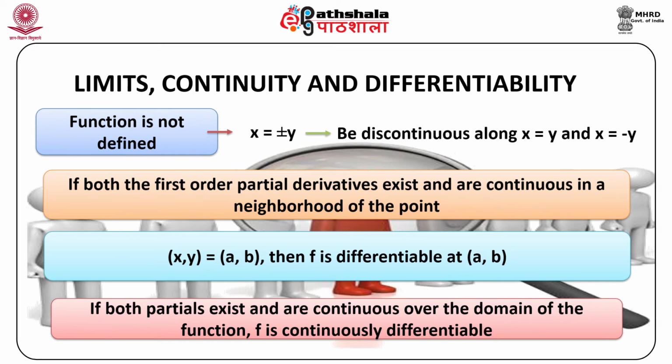Continuity is a necessary but not a sufficient condition for differentiability, just as in the case of one variable functions. If both the first order partial derivatives exist and are continuous in a neighborhood of the point (a,b), then f is differentiable at (a,b). If both partials exist and are continuous over the domain of the function, we say that f is continuously differentiable and write C1 for the function. If all partial derivatives up to order k exist and are continuous, we write the function as Ck.